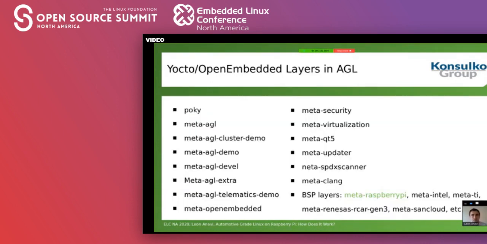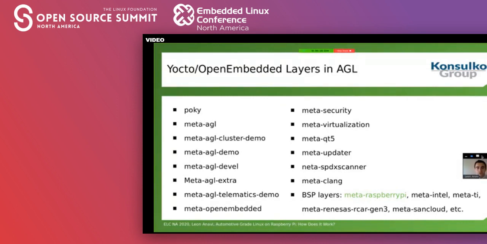As I said, Automotive Grade Linux is based on the Yocto Project and OpenEmbedded. Therefore, you can see a lot of layers in AGL. AGL is based on Poky. Poky is the reference distribution provided by the Yocto Project. There are a number of AGL specific layers. You see that they start with the prefix meta-agl.